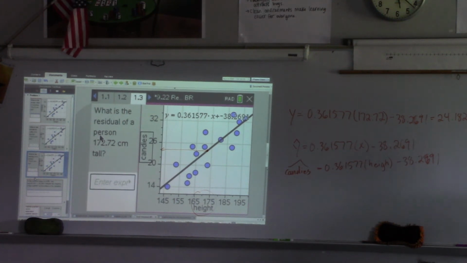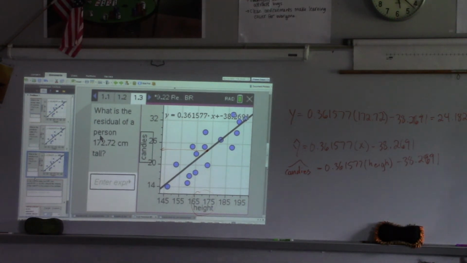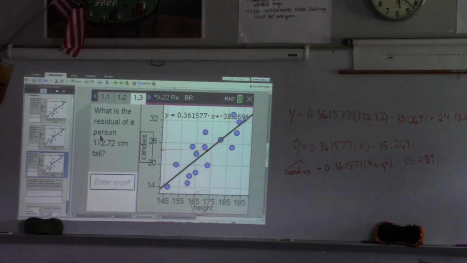So what is my residual? Is it 4? Is it negative 4? Which one is it? Negative 4. Okay, so she actually put it in her calculator and it was negative 4.1826. So there's our residual.